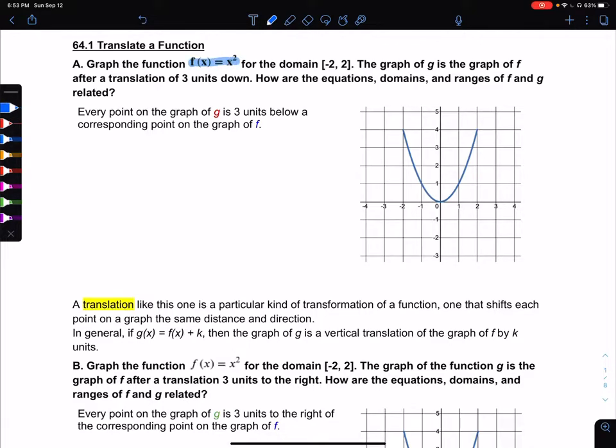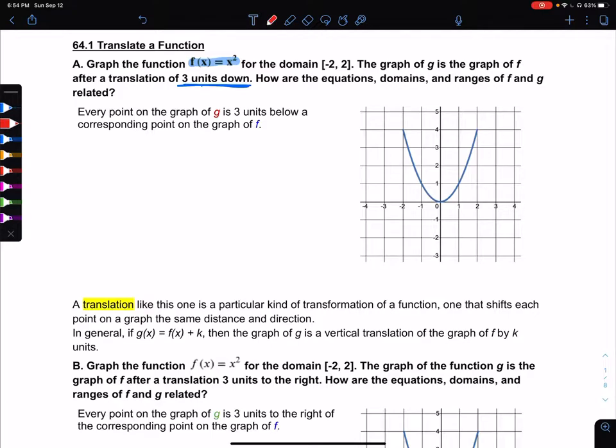And then it says the graph of g is the graph of f after a translation of 3 units down. Just want to keep that in mind. How are the equations, domains, and ranges of f and g related? So this is the first thing we want to look at: every point on the graph of g is 3 units below a corresponding point on the graph of f. And that's where we talk about that shift down, or a translation 3 units down.